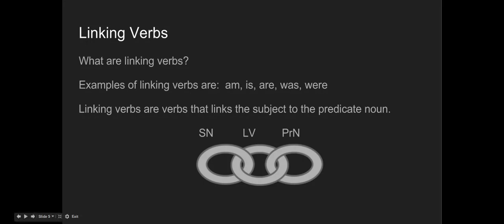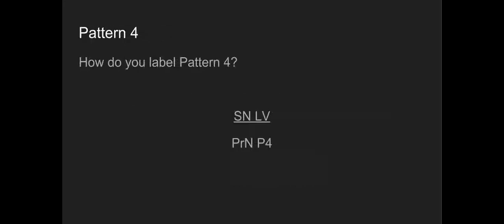So, in the example sentence, Mrs. Zier is my teacher, I could say, my teacher is Mrs. Zier. They link it, and that means we could flip over those links, and even though the label that we put on the word changes, it means the same. So I could say it either way, and it still means the same sentence. All right, how do you label pattern 4? We label pattern 4 SNLV PRN P4 as follows. SNLV on the top, PRN pattern 4 on the bottom.